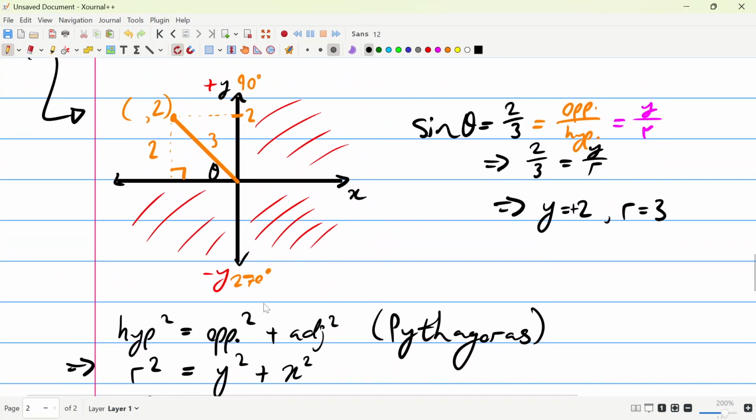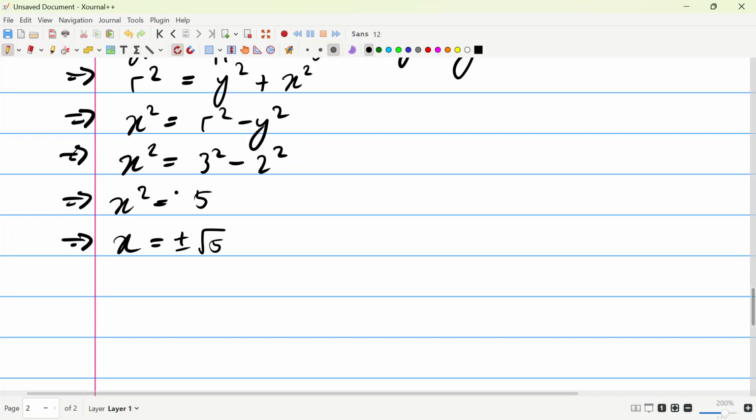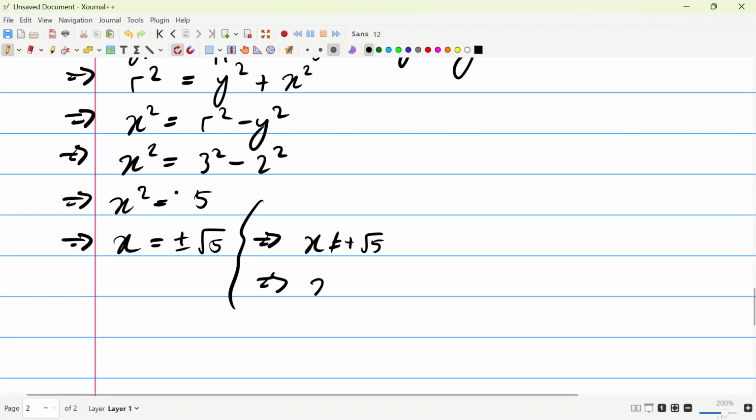And the thing is, we are in quadrant 2, right? Quadrant 2, notice the x values are negative, meaning we need to choose the negative version. So this implies to us that x cannot be equal to positive square root 5, but x can be equal to negative root 5.